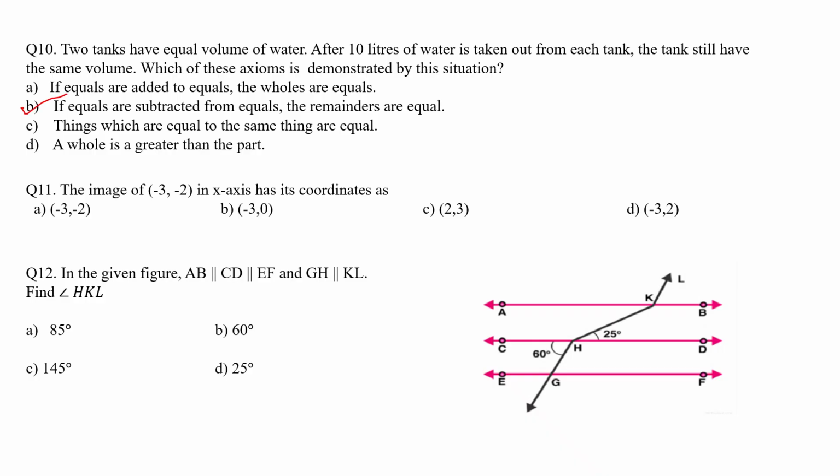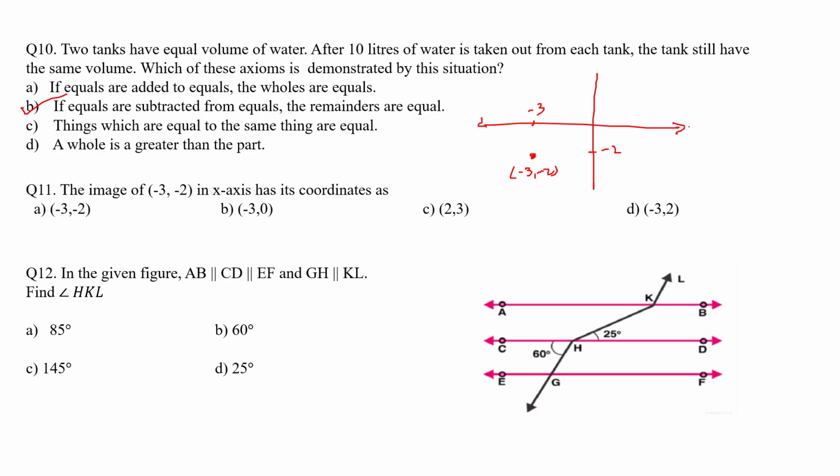Next is, the image of (-3, -2) in the x-axis has its coordinates as. Now first of all, (-3, -2) lies in the third quadrant, isn't it? So let's draw the figure quickly. This is my third quadrant. Here is -3 and here is -2. This is the point. You have to find the image of this point along the x-axis.